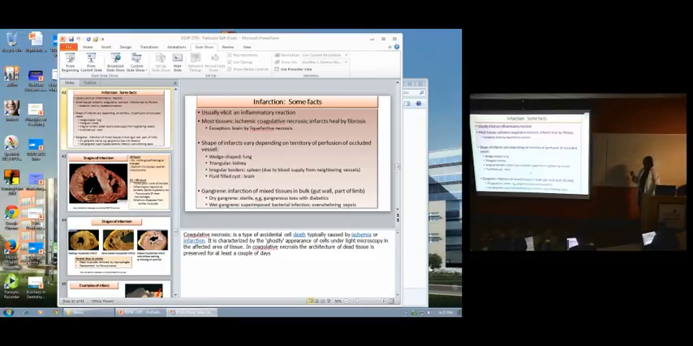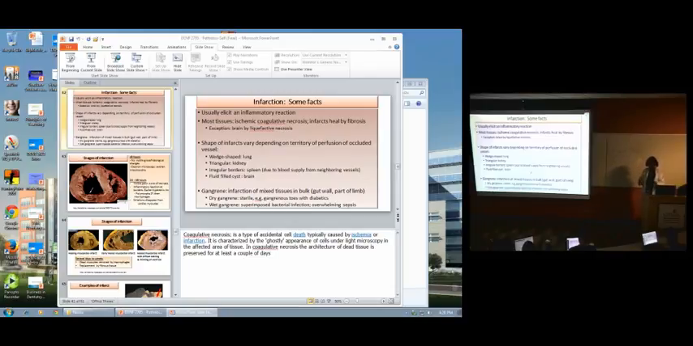But with the brain, what you have is liquefactive necrosis, and because the brain is so effective at mopping up and clearing the place, you end up having a fluid-filled or cyst-filled space. The shape of infarcts would vary depending on the territory of perfusion of the occluded vessel. In the lung, typically they are referred to as wedge-shaped. In the kidney, you tend to have a triangular infarct. For the spleen, it's less regular because of the pattern of the blood supply. And then in the brain, what you have is a fluid-filled cyst.